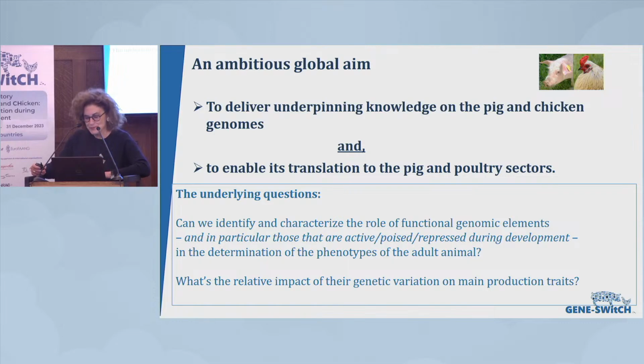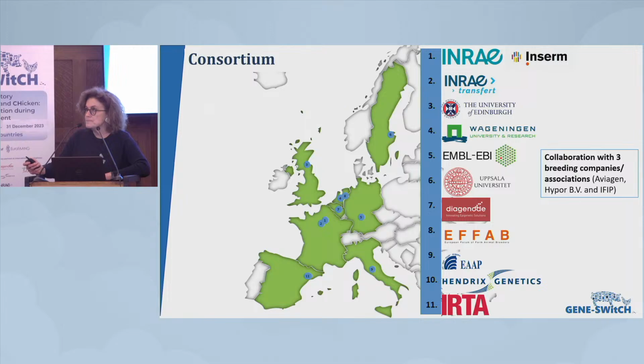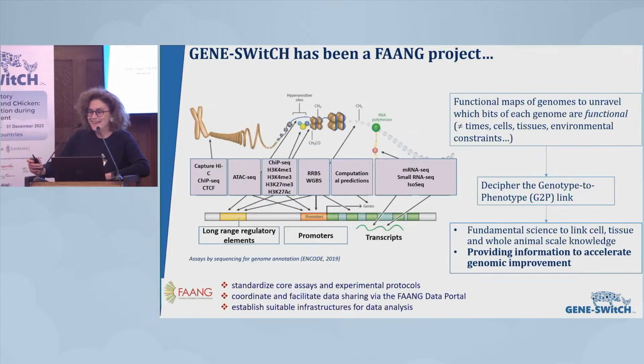This is the picture that we show so many times on how, on the lessons of the ENCODE project in humans, assays by sequencing are used for annotating the different functionalities of the genome. And functional maps are useful to unravel which bits of a genome are functional, and this is, of course, pertaining to different times, different cell types and tissues, different environmental constraints, in order to decipher the genotype to phenotype or G2P link.